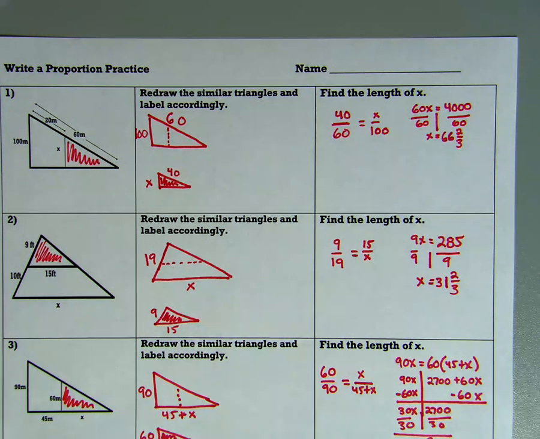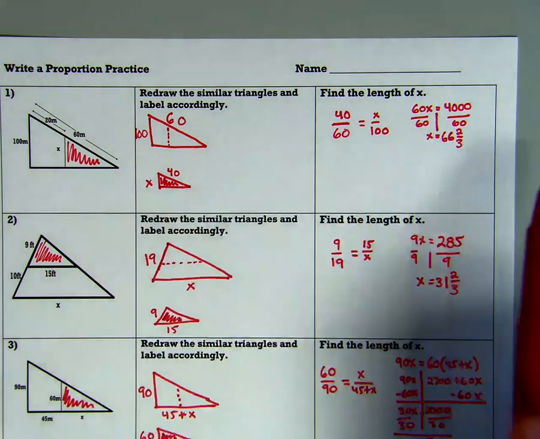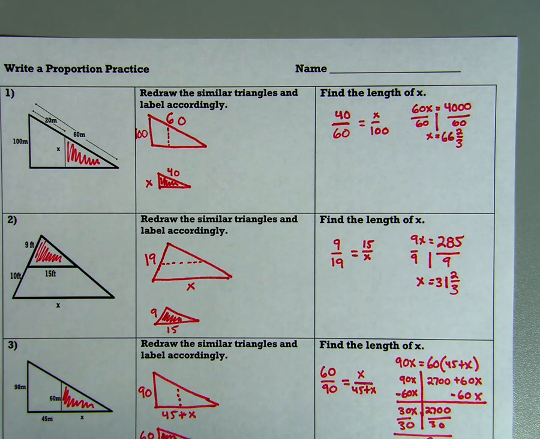So for number 1, I have 2 triangles. I went ahead and redrew them. I shaded in my smaller one to show which one was which. And you should get that 40 over 6 is equal to x over 100. And x is going to equal 66 2/3, or 66.66666, and it's just going to keep going on.